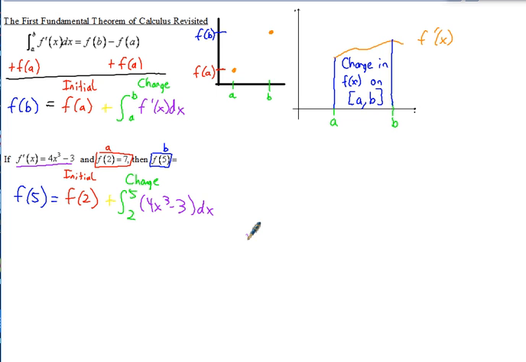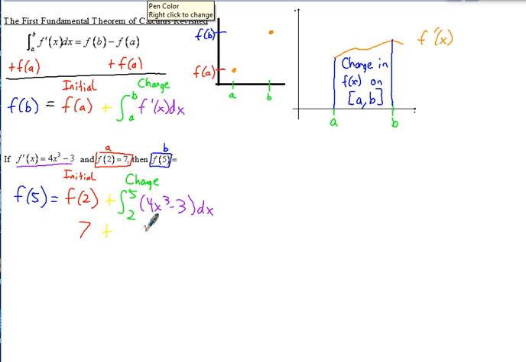So now we know f of 2, that initial value, is 7, the initial y value. And then plus, we just have to integrate this and see if we can integrate it like this or if it would require u substitution. Well, you can see there's not really a function inside, and these are just subtracted. So we can just integrate each one separately. So this one would not require u substitution.